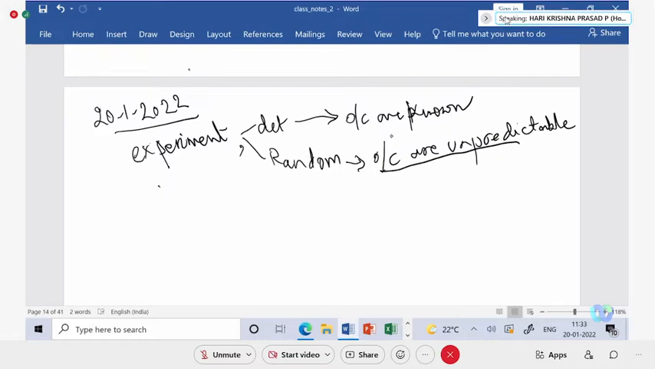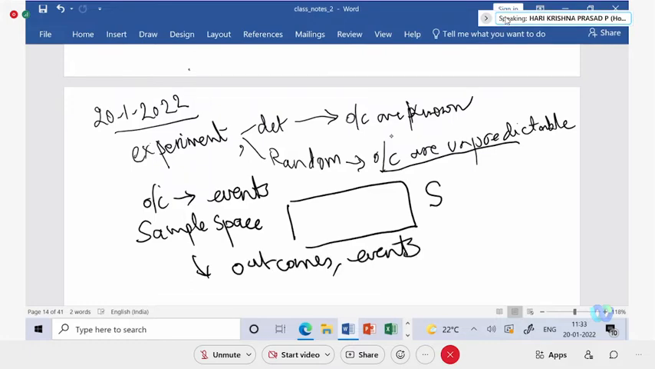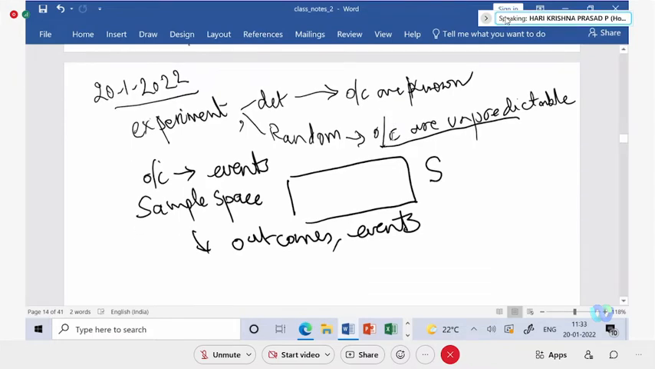Now, the outcomes are also referred to as events. You can combine one or two outcomes, or you can consider the outcome itself and you can label that as event. Okay. We have defined a term referred to as sample space. All the outcomes of the experiment are shown to be in sample space S. So in sample space, we have got outcomes and events. Events are nothing but redefined combinations of outcomes.